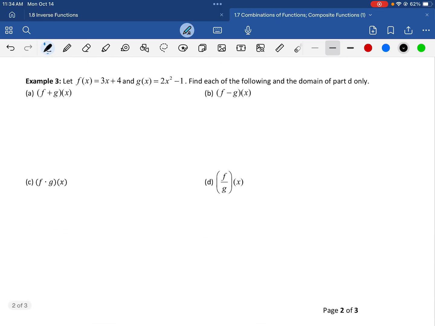All right, so all of those were numeric answers. Now we're going to be looking at doing these for algebraic expressions. All right, so we're going to be looking at doing some of these with algebraic expressions.